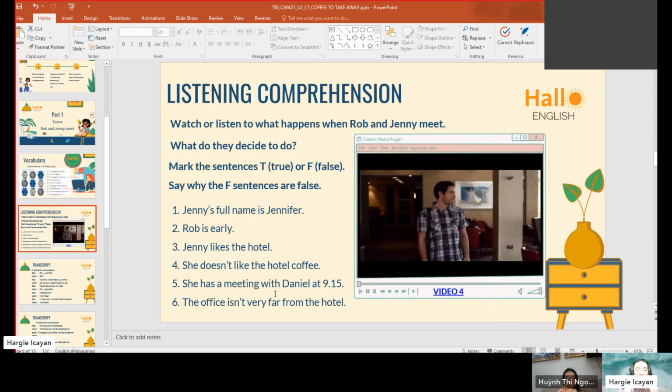So this time Jenny has already arrived at the hotel, and Rob is going to meet Jenny at this point. After that, let's try to answer the question: what do they decide to do? Then let's mark the sentences with T for true or F for false, and say why the false sentences are false. Okay, let's try to watch.